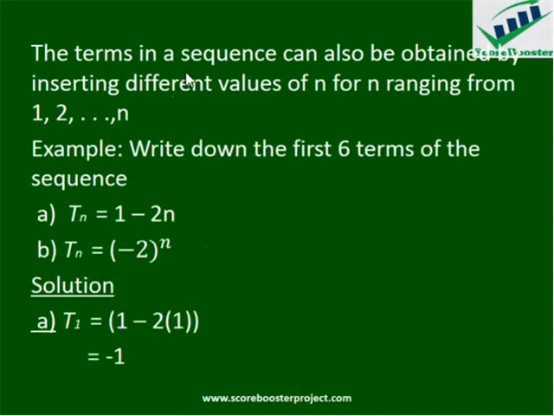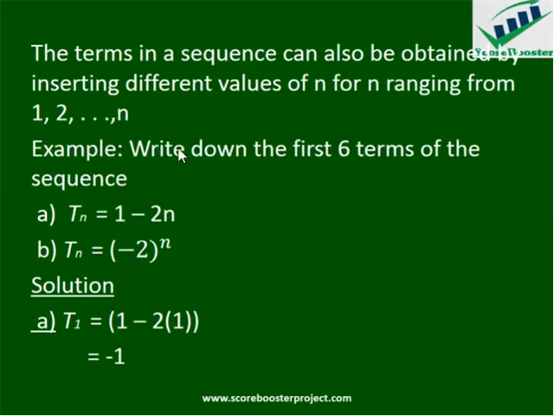The terms in a sequence can also be obtained by inserting different values of n, ranging from 1 with a step size of 1 to the stopping point of that particular n. We already said n is a positive integer. That is, you can be given the general term of a sequence and asked to find the value of the terms in that sequence.